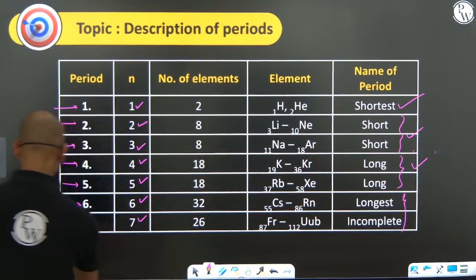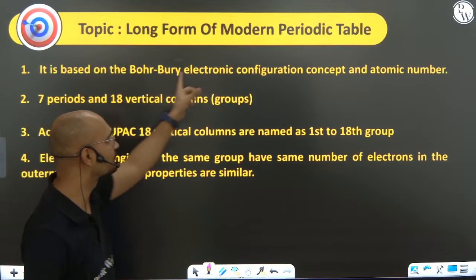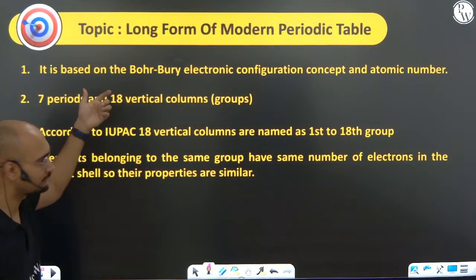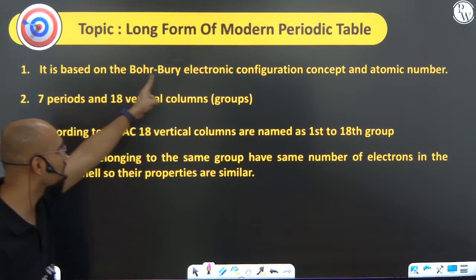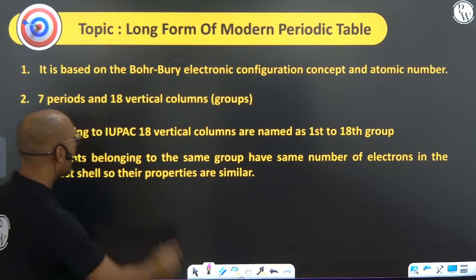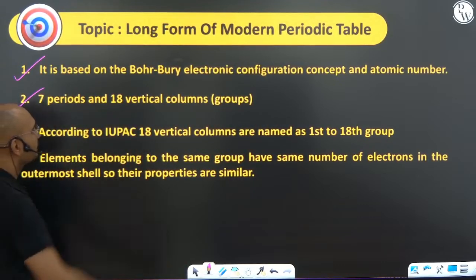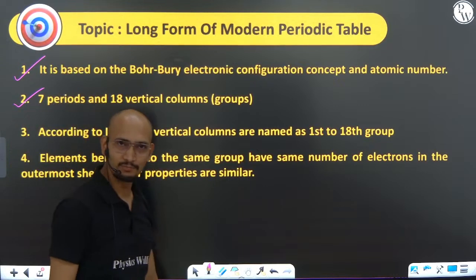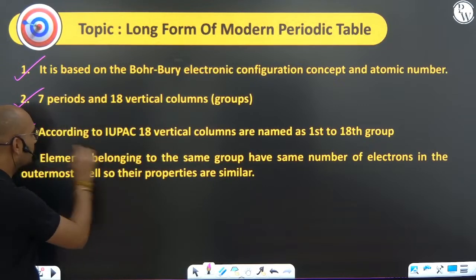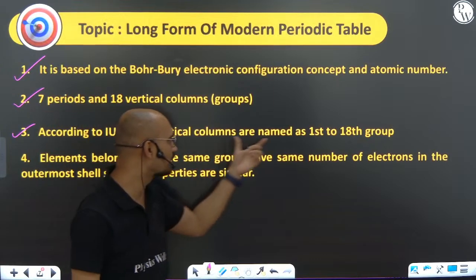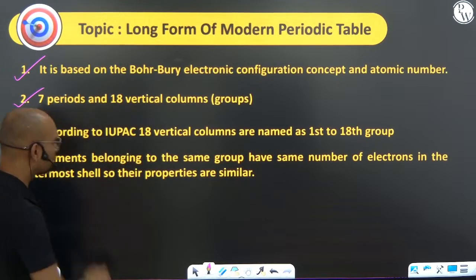Okay, now we are going to talk about the long form modern periodic table. What are the different characteristics? It is based on the Bohr-Bury electronic configuration concept and atomic number. 7 periods and vertical columns, that is groups, are there. According to IUPAC, 18 vertical columns are named as first to 18th group, not a big deal.